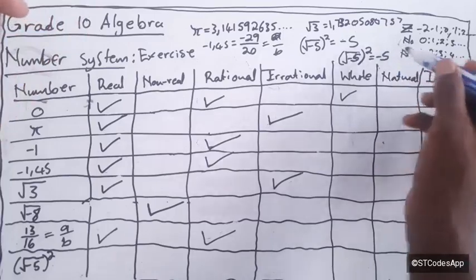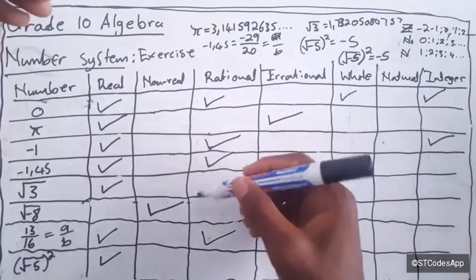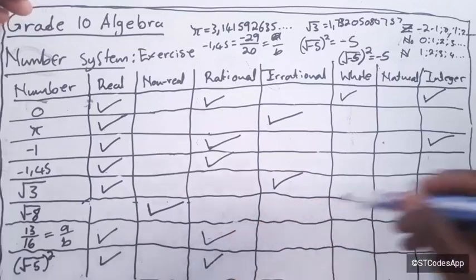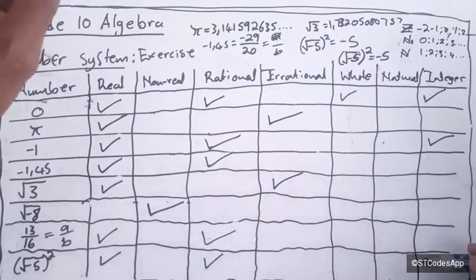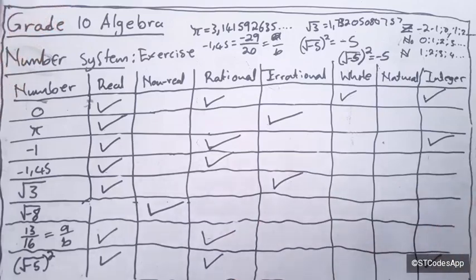So you got an answer, right? So it's real. The fact that you got an answer tells you that it's a real number. And moving on, is it a rational number? Yes, of course. And it's an integer. And so that's all about this.